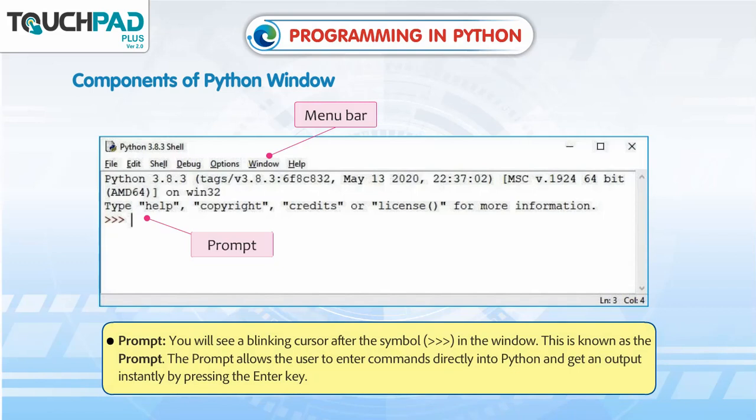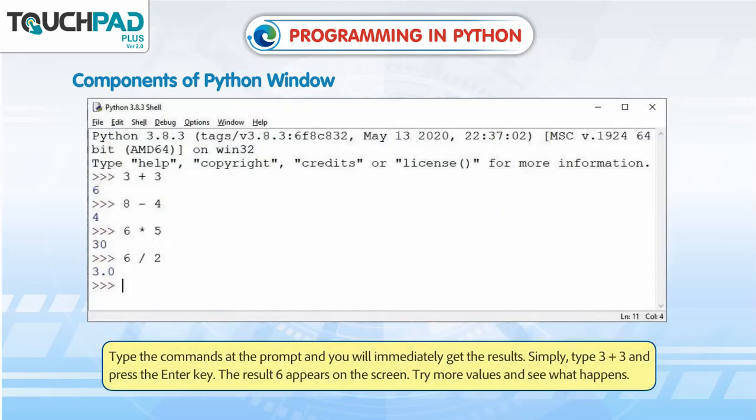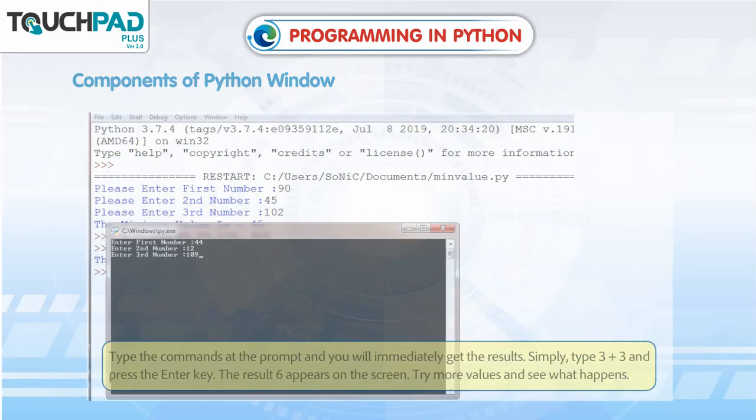The prompt allows the user to enter commands directly into Python and get an output instantly by pressing the Enter key. Type the commands at the prompt and you will immediately get the results. Simply type 3 + 3 and press the Enter key. The result 6 appears on the screen. Try more values and see what happens.